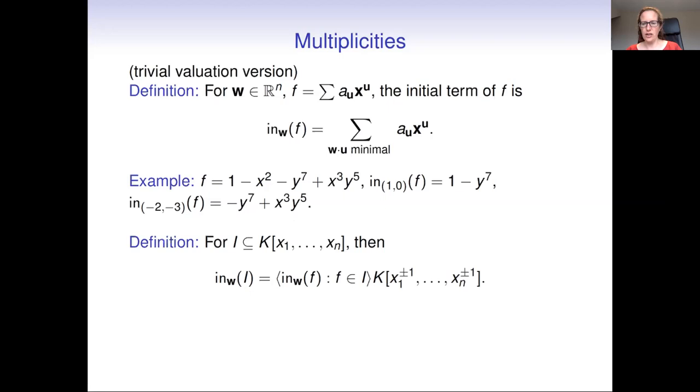And then if we have an ideal in my polynomial ring, I can form the initial ideal. And that's just going to be the ideal generated by the initial terms.